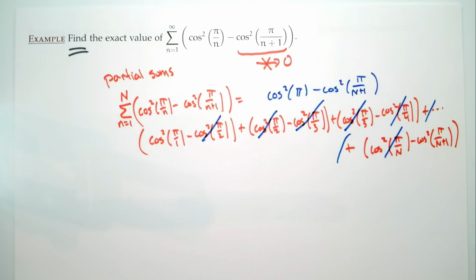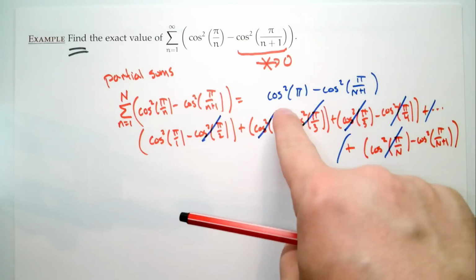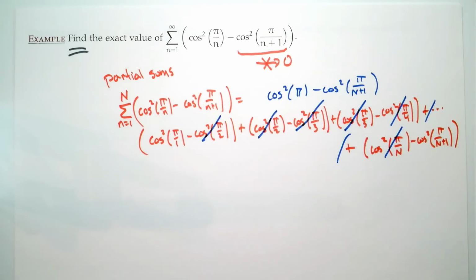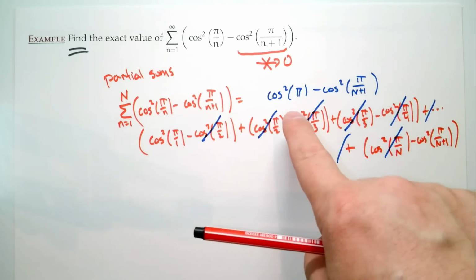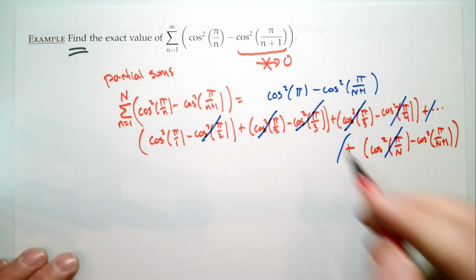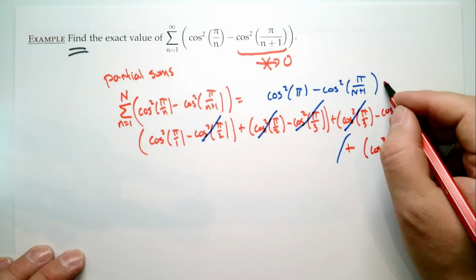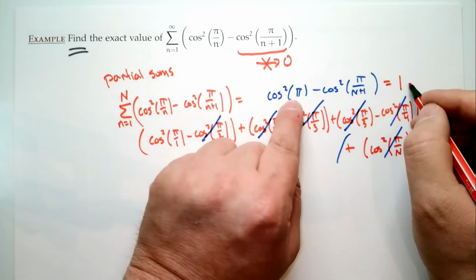Now we're almost done. Because if you know what a partial sum is, you just say, now let your n, your upper bound, get big. Let it go to infinity. So the cosine squared of pi, that's not going to change because there's no capital N. Cosine of pi is negative 1. And so this will be negative 1 quantity squared, which means the first term is 1.